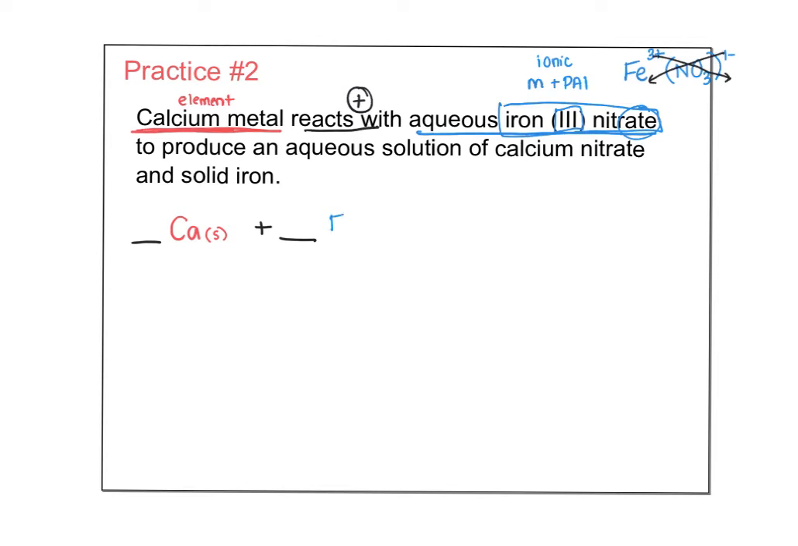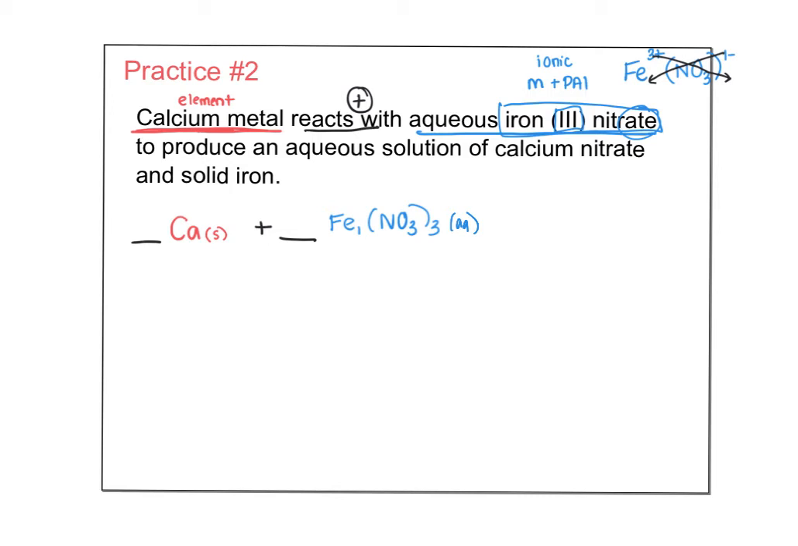So I get Fe1(NO3)3. You do not need to write this little 1, but if it helps you because it reminds you that you crisscross, that is totally fine. You can leave it. And then they told us that it was aqueous, so I'm going to put aqueous.